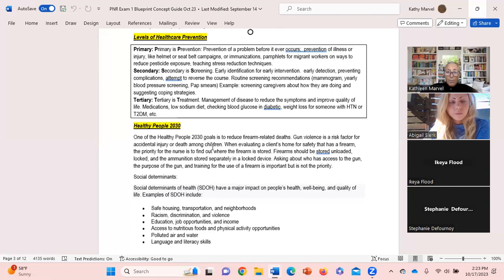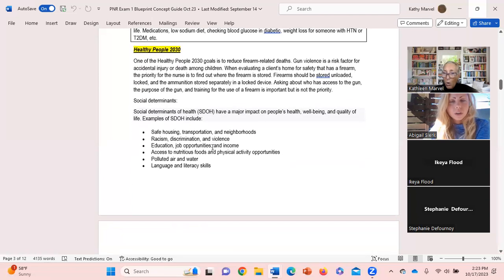Okay. Healthy People 2030, you simply need to know what their overarching goals are, right? It is a national initiative to improve the health of everybody. Specifically here, one of their goals is to reduce firearm related deaths. So let's say when we're evaluating a client's home for safety that has a firearm, what's the priority for the nurse? The priority is to find out where that firearm is stored.